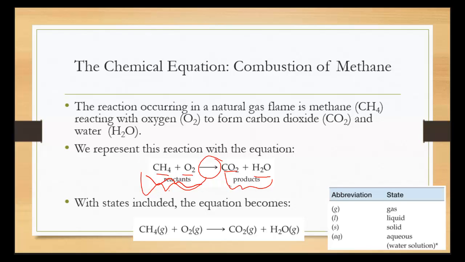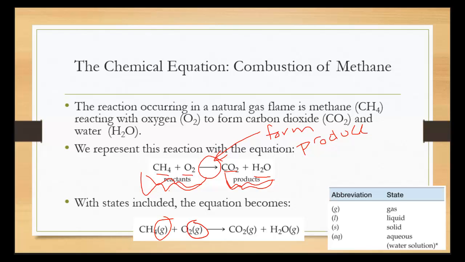You might see this in words by saying to form, produce. Those are the two main ones, but there are other ways to use that word for an arrow. So CH4 and O2 react to produce, and that's the arrow, CO2 and H2O. Now notice these little letters here.